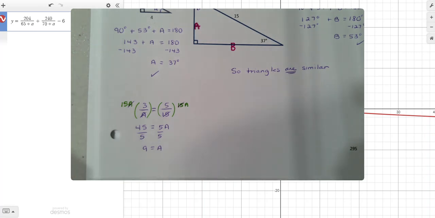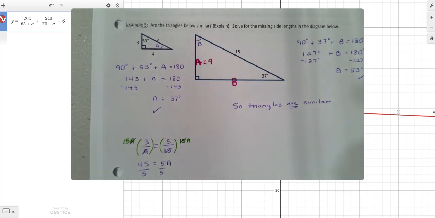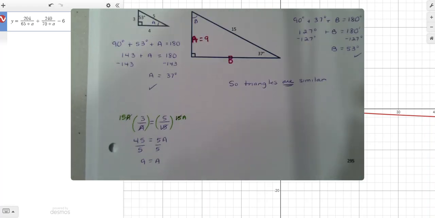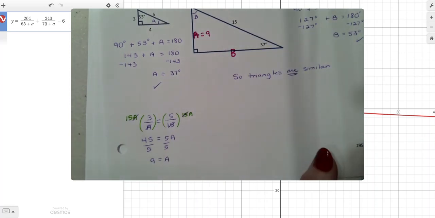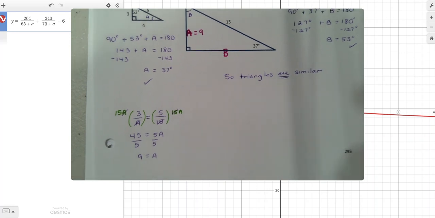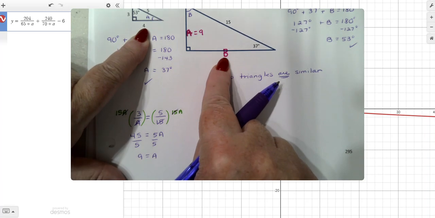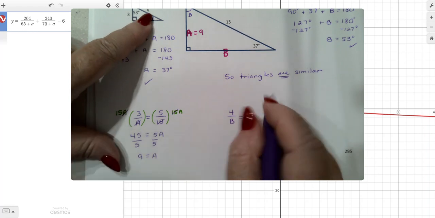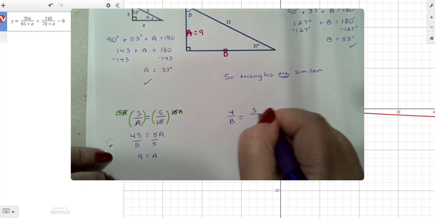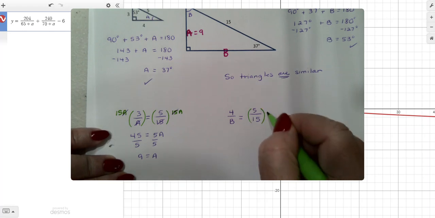Again, we kind of predicted that because we could tell the multiplier was going to be 3. But that's how you would do the math in the case where you maybe didn't see the multiplier quite so easily. Let's set up a proportion and solve for B as well. I could say 4 over B equals 5 over 15. And again, if I want to clear my fractions, I could multiply by the common denominator, 15B.